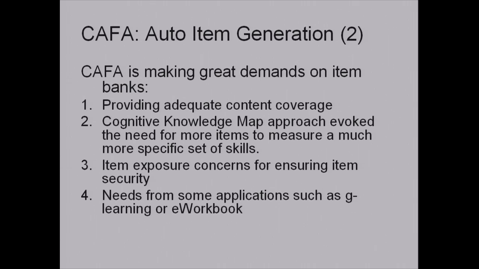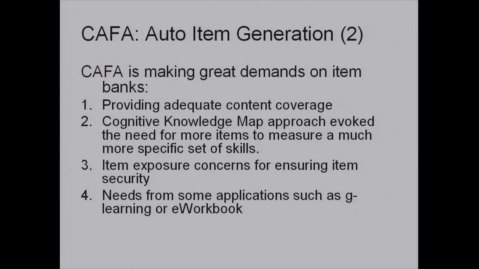Second of all, the cognitive knowledge map approach, in which we break down the math skills into very, very fine details, and then we adapt the Common Core State Standards into our system. There are 1,000 skills, and measuring each of those 1,000 skills requires many items. So eventually, the item bank should be humongous. That's the second reason we have to gear up this auto item generation module, to measure all those detailed math skills.